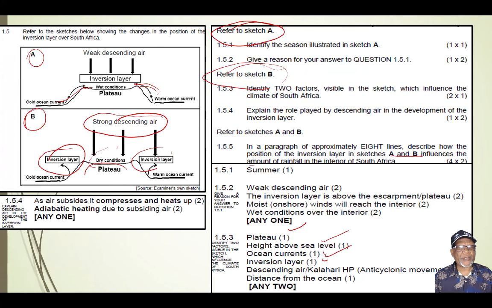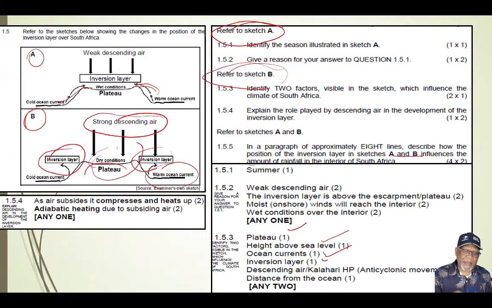And this one, the inversion layer is below the escarpment, so it's going to limit the amount of warm air, and which limits the amount of warm and moist air. What's going to happen? The conditions are going to be dry, and with the conditions dry, there's no condensation because the air is heating up, because the air is subsiding.